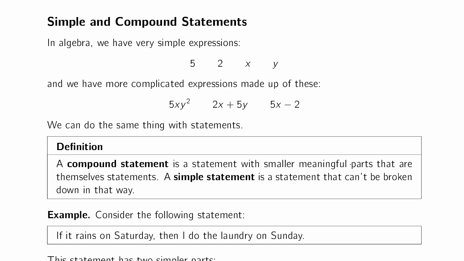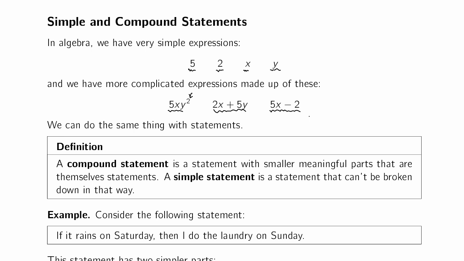In algebra, some of the expressions that we work with are very simple. Single numbers like 5 or 2, or single variables like x or y. And then we also have more complicated expressions that we make by putting these simple expressions together. So here we're multiplying some stuff and we put something in an exponent. Here we're doing some multiplication and addition. Here we're doing some multiplication and subtraction, right? The more complicated expressions are made by putting simpler expressions together.